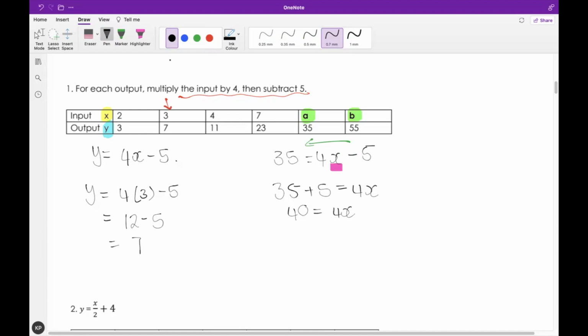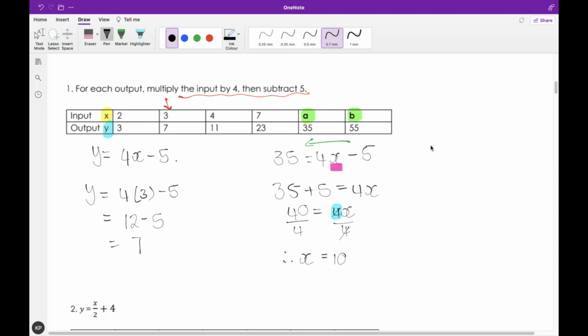Now, how do I get rid of the 4 that is now in front of my x? This guy over here. Beautiful. Saying divide both sides by 4. Therefore, x is equal to 10. Nice. X is equal to 10.